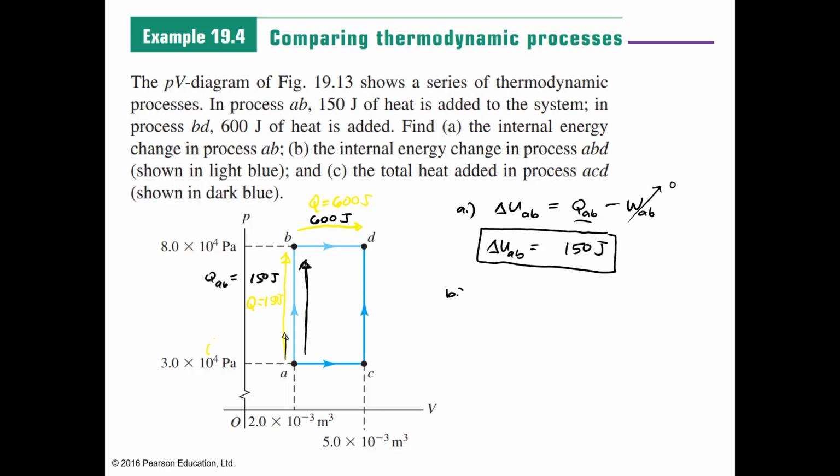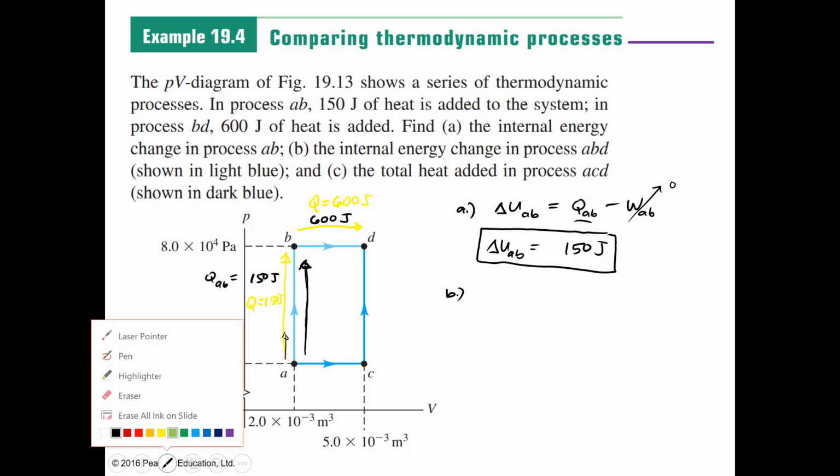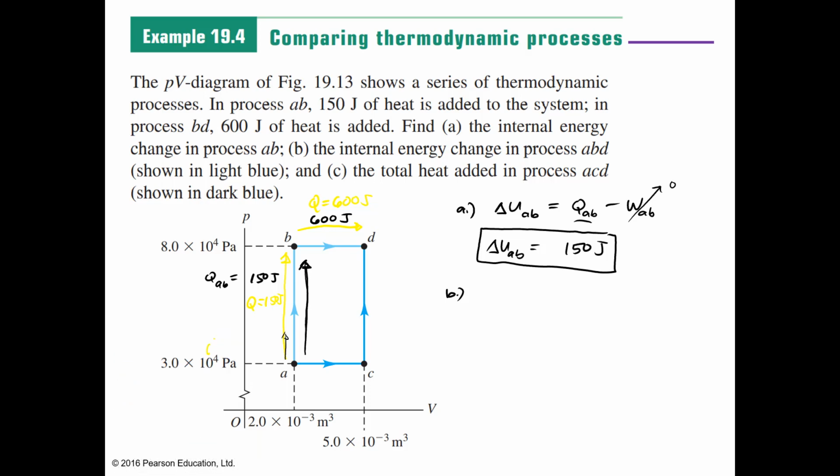How about for letter B? So, for letter B, find the change of internal energy in process ABD. So, what we will look for is the delta U of ABD. So, this is AB, and then this is BD. So, the green one is my process ABD. So, I go from A to B, and then from B to D.